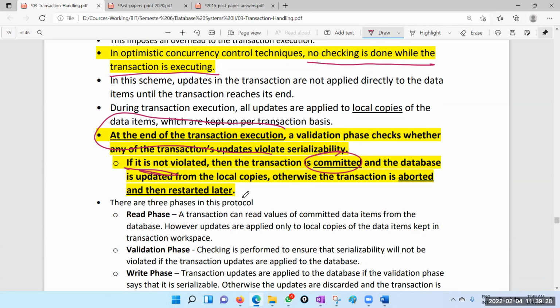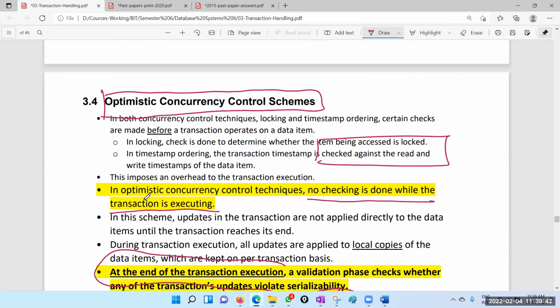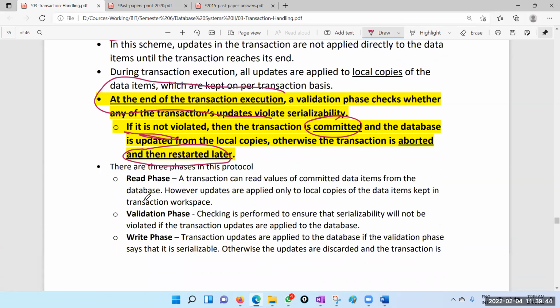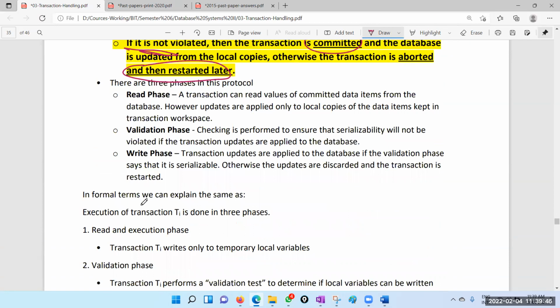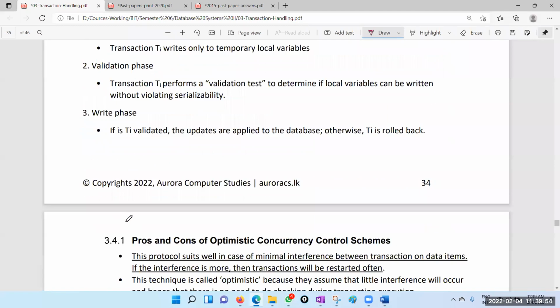99.9999% of the time, there won't be any violation. So therefore, we do it first, then we check for violations, and if a violation is found, we roll back and then restart. That is the idea behind optimistic concurrency control. Anyway, you have to check it, but we are not doing the checking first and then proceeding. Rather, we proceed and then we check if there are violations. So that is called optimistic concurrency control.